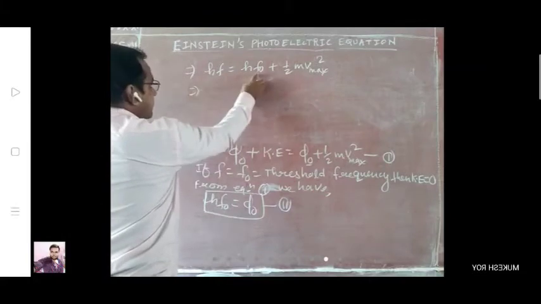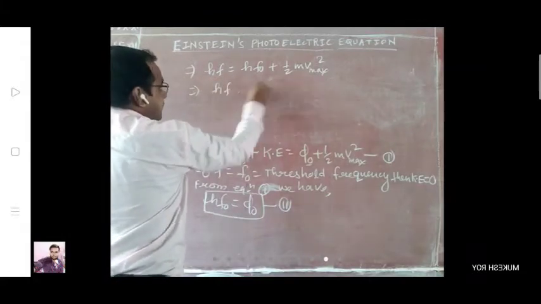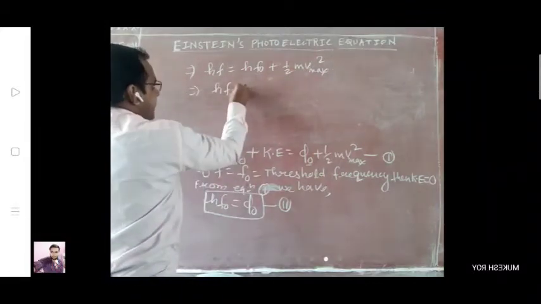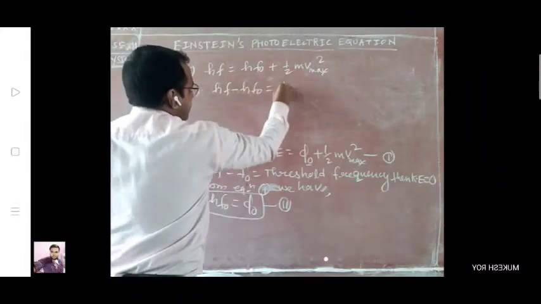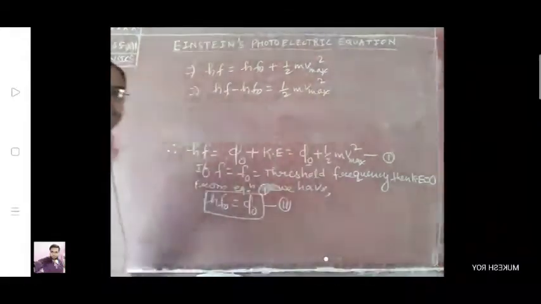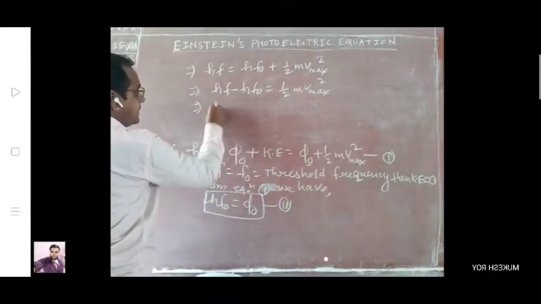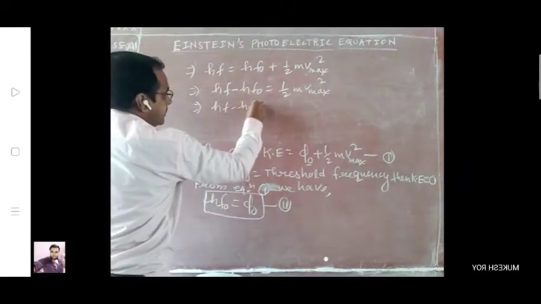Next slide. If this side is taken, then we are left with kinetic energy only on the right side: HF minus HF naught equals half m V max square. Right? This is HF minus HF naught equals.